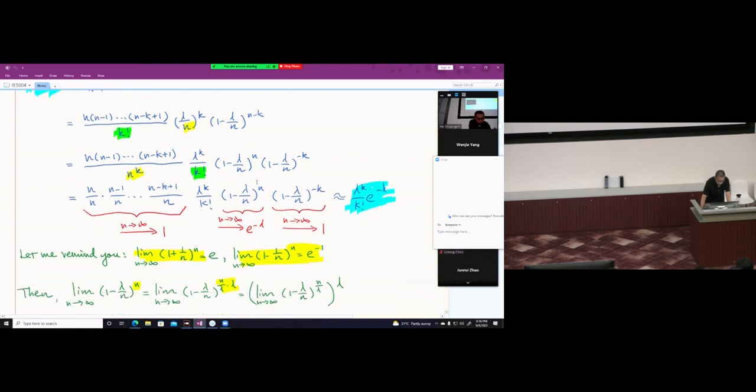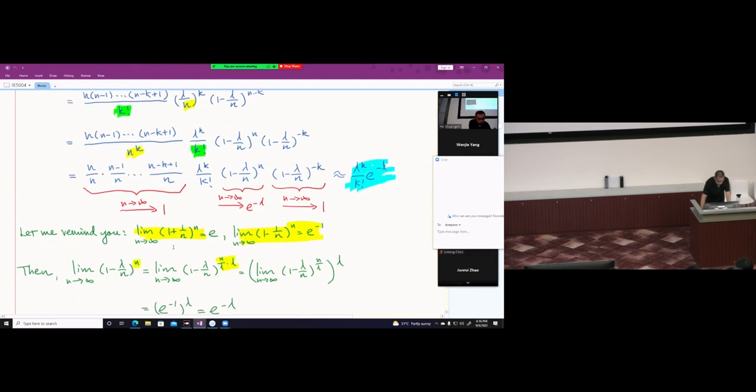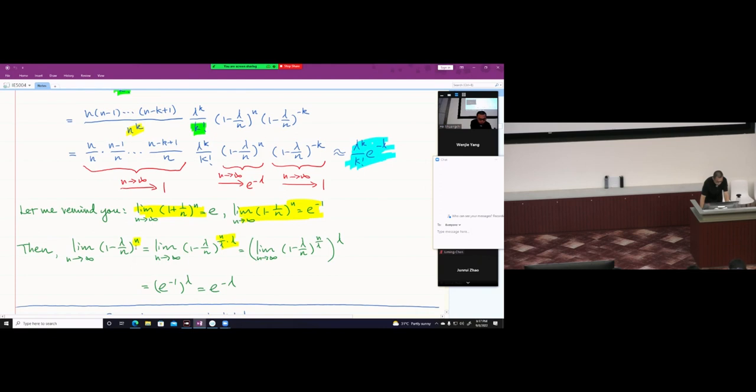To find out the limit of this term, let me remind you of some results. In calculus, we know that as n goes to infinity, 1 plus 1 over n to the power n has the limit e, the Euler number. You also need to know that the limit of 1 minus 1 over n to the power n is 1 over e, right? This is the limit we need to use. What we really wish to know is the limit of this expression, where the power is n.